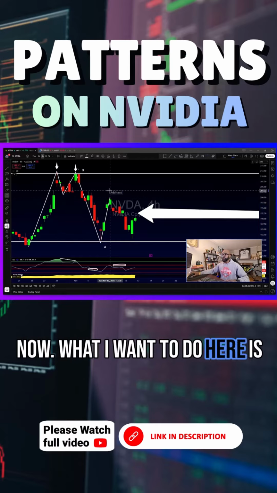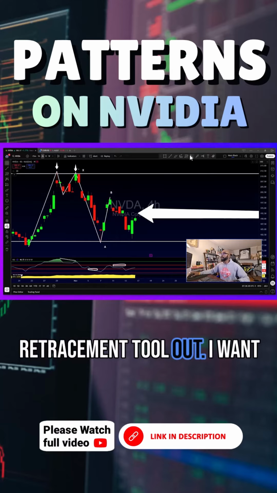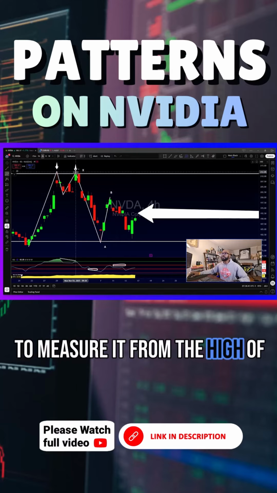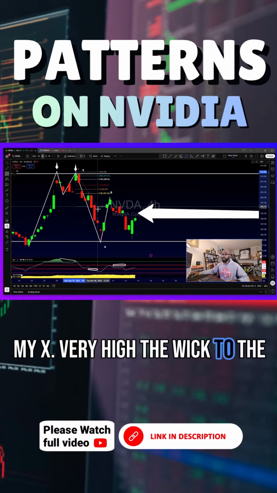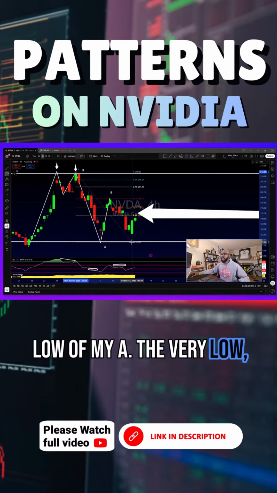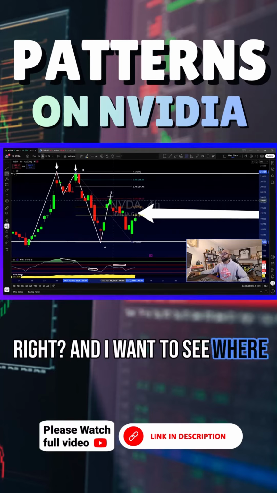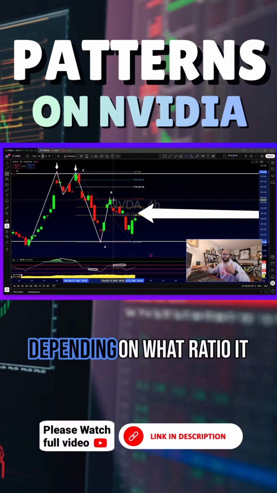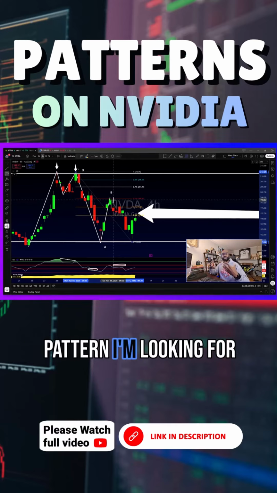Now, what I want to do here is take my Fibonacci retracement tool out. I want to measure it from the high of my X, the very high, the wick, to the low of my A, the very low, right? And I want to see where that B leg comes to. Depending on what ratio it comes to, that sets up what pattern I'm looking for.